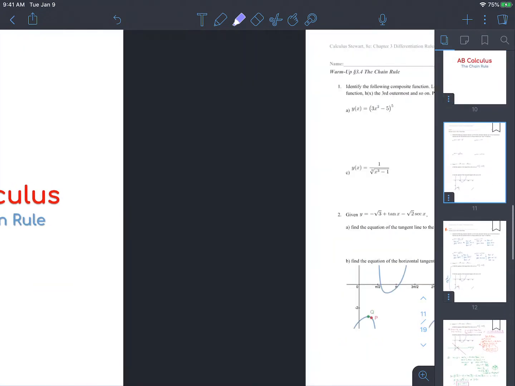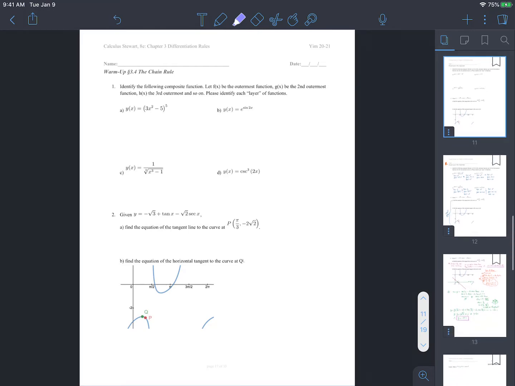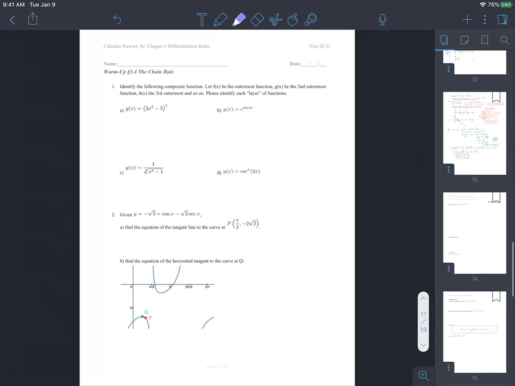Alright guys, there is a warm-up, so just take a look at it. We'll be doing it in class, but it's always a good idea to take a look at it. If you have no idea what to do, then it's a good idea to go back and look at the previous notes, because every warm-up problem is basically a review question, okay? So it's built-in review every day, alright guys? Do you ask for extra problems?